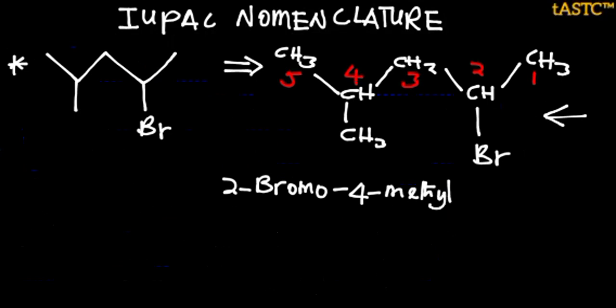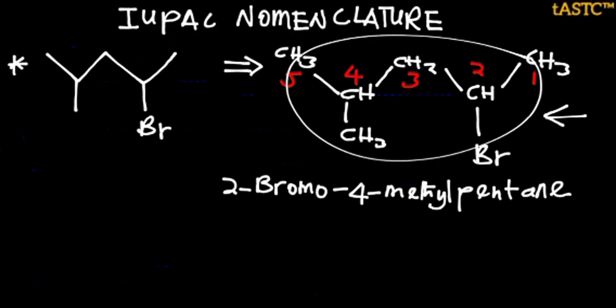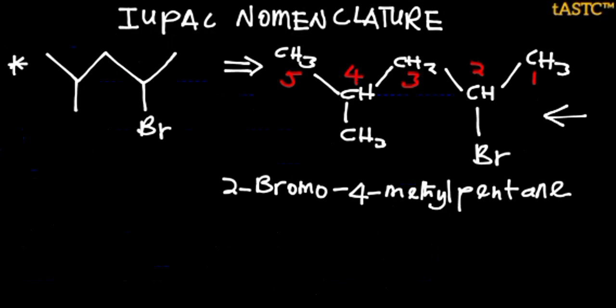And then we're going to have a full 5. 5 corresponds to pentane in it. So this is going to be pentane. So that will be the name of it, 2-bromo-4-methylpentane. Now this could also be written in another way. You could write it this way.